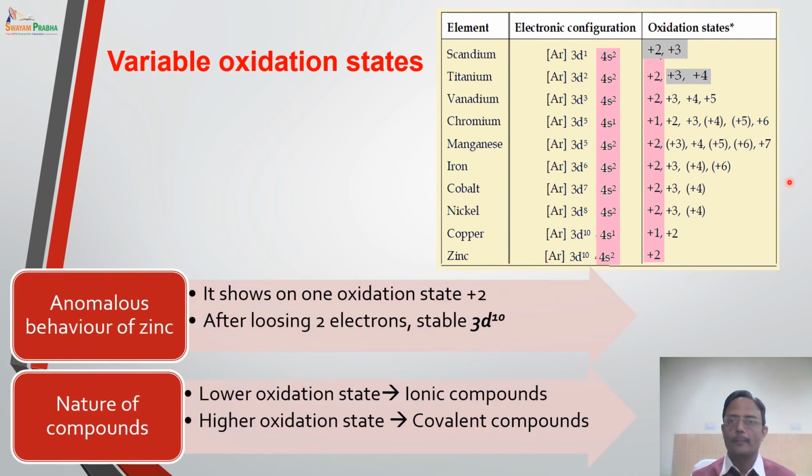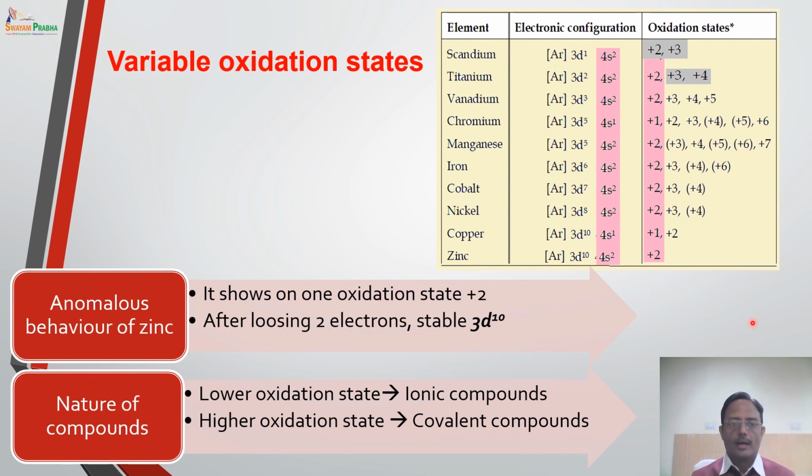One more important property of zinc in this series is that zinc is the only element which is showing a single oxidation state. Again, the reason lies in its electronic configuration, because once it loses these 2 electrons from 4s, it has 3d10 configuration, which is a completely filled, extra stable configuration. So removal of an electron from an extra stable configuration is difficult, and hence zinc shows only the +2 oxidation state.